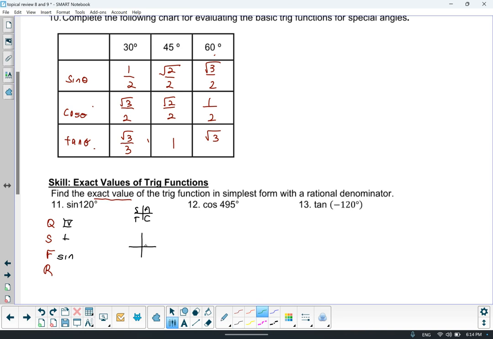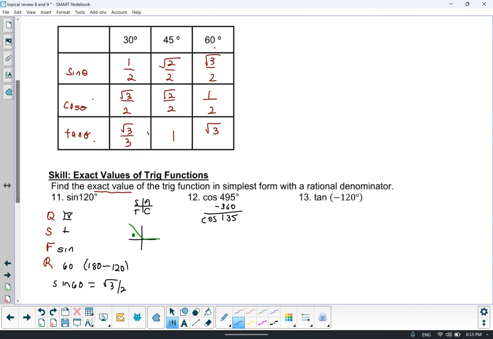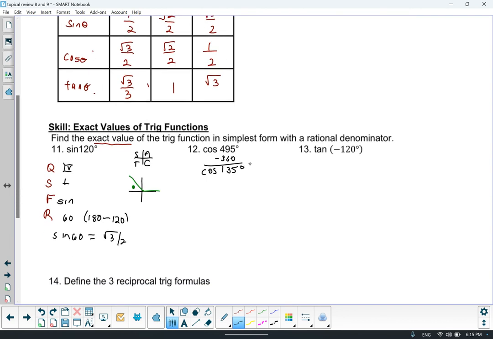Well, let's draw it out. Here's my reference angle. To get it, it's going to be 180 minus the angle, which in this case is 60. So sine of 120 is equivalent to sine of 60, and sine of 60 is rad 3 over 2. Now we're going to do cosine of 495. So you're going to subtract 360 from it, because you want to find the coterminal angle, like we did before. And so cosine of 495 is the same thing as cosine of 135 degrees. Don't forget the degree symbol.